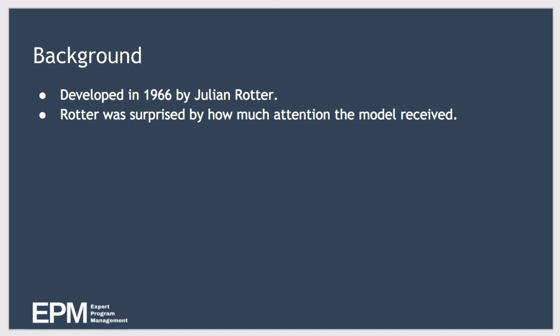Now, Julian Rotter developed the locus of control model in 1966. Rotter was an American psychologist. He developed the model while working at the University of Wisconsin. It surprised Rotter how much attention the model received. He claimed that it was like lighting a cigarette and starting a forest fire.